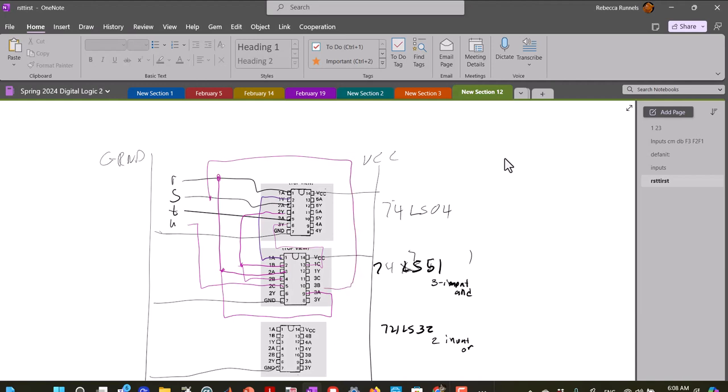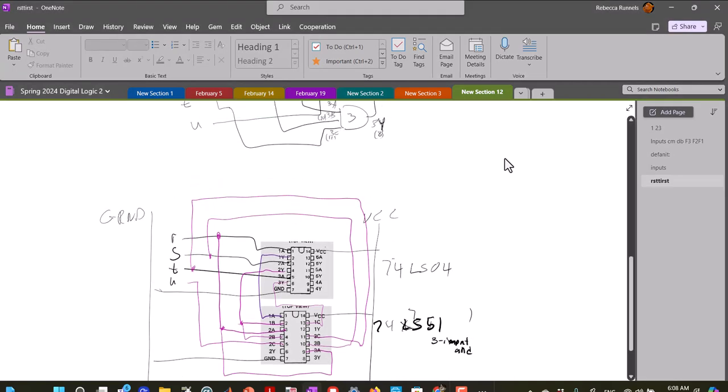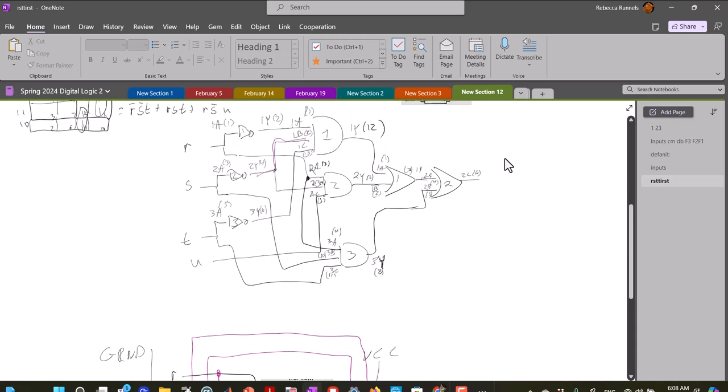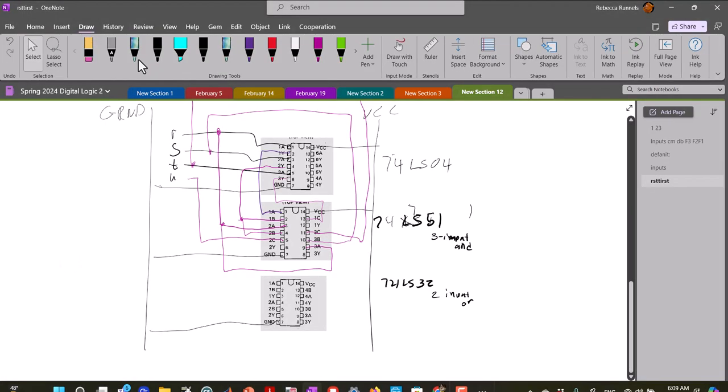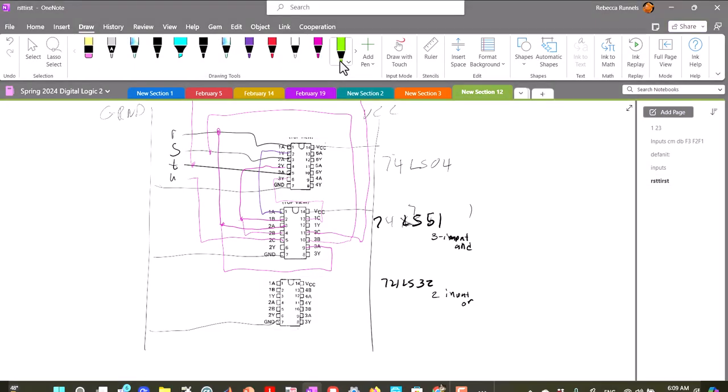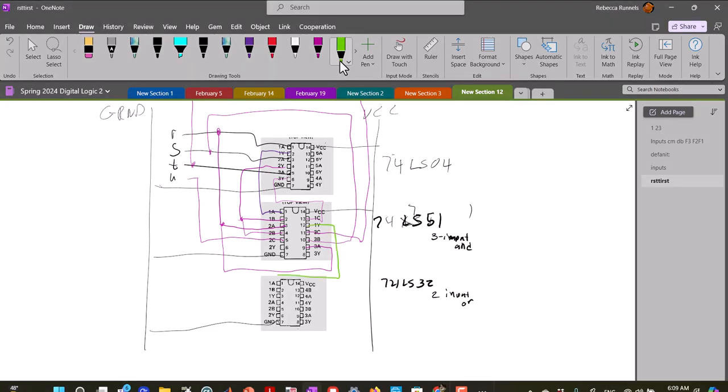The outputs 1Y and 2Y go into 1A and B. And 3Y goes into 2A.